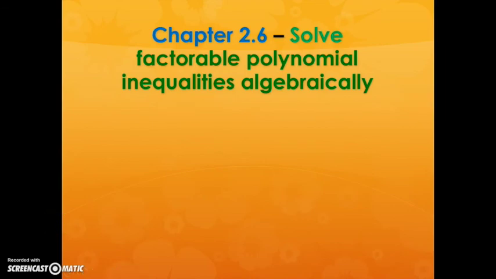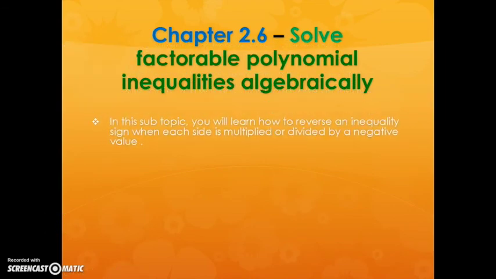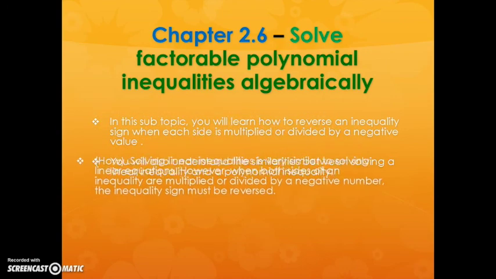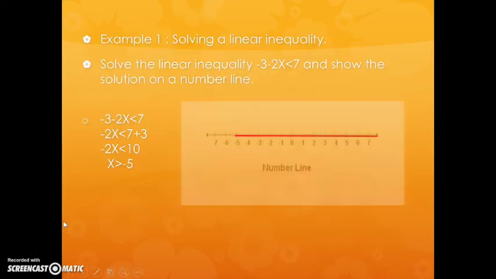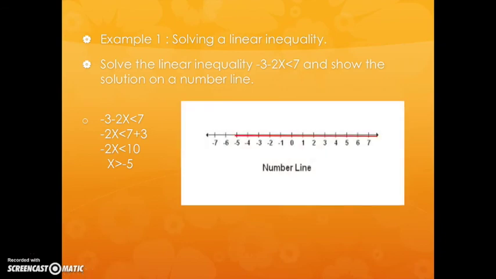Chapter 2.6 Solve factorable polynomial inequalities algebraically. In this subtopic, you will learn how to reverse an inequality sign when each side is multiplied or divided by a negative value. You will also understand the similarities between solving a linear inequality and a polynomial inequality. But how? Solving linear inequalities is very similar to solving linear equations. However, when both sides of an inequality are multiplied or divided by a negative number, the inequality sign must be reversed.